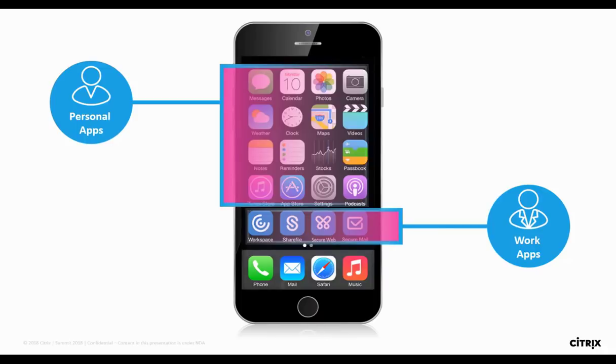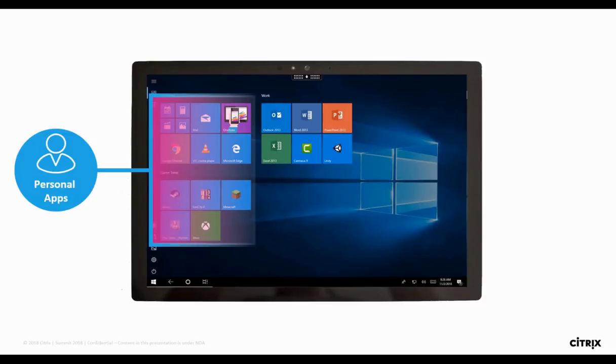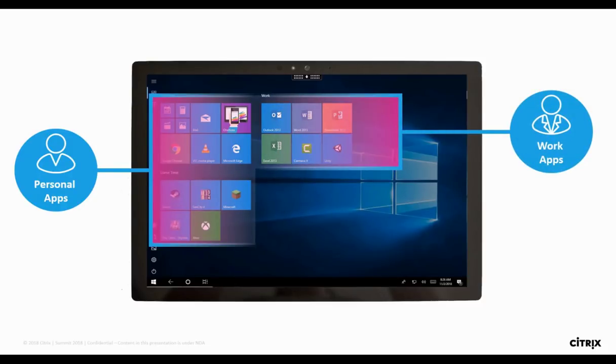But this isn't just for smartphones only. It's also for Windows 10 PCs. So here you have a Windows 10 device, but it's the same thing. You have personal applications on the Windows 10 environment, and you also have work applications. It's the same concept as a smartphone. How do we deliver work apps down to these devices and make sure that we're managing them and securing them appropriately?